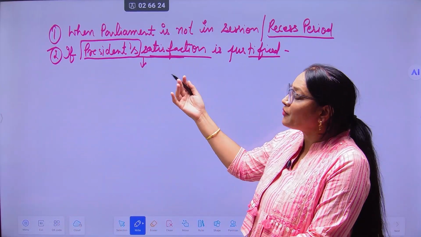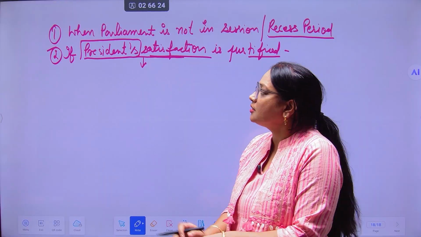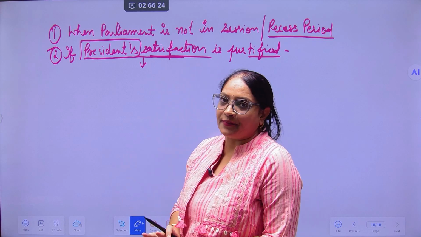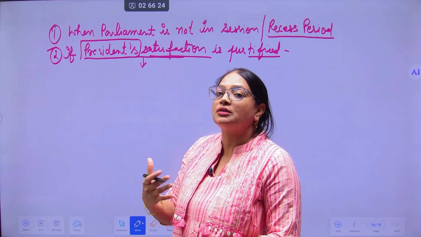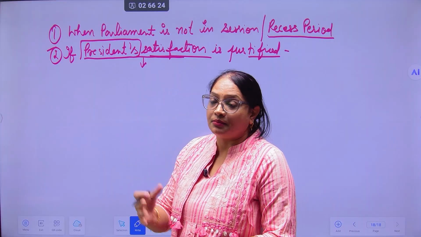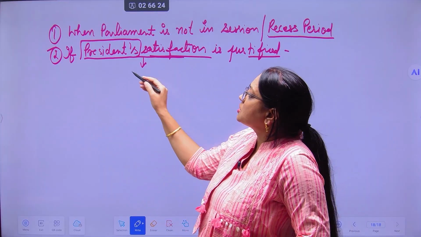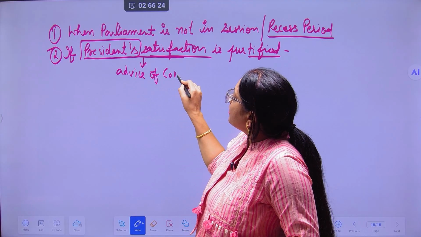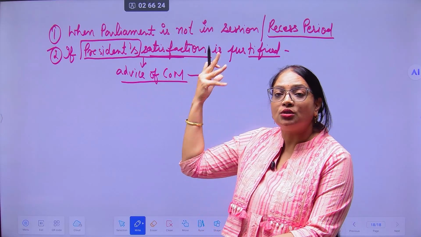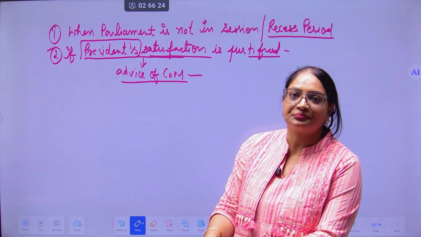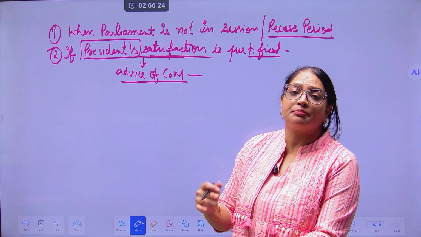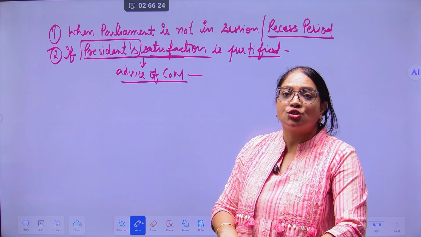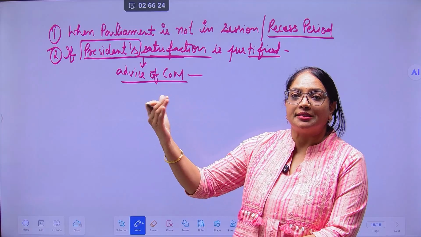So here, what other options are available with the president? Suppose the president is getting the aid and advice of the council of ministers, but is not satisfied with it. In these circumstances, that advice could be sent back to the council of ministers for reconsideration, right? Just like on legislative bills, the president has three veto powers: absolute veto, suspensive veto, pocket veto.